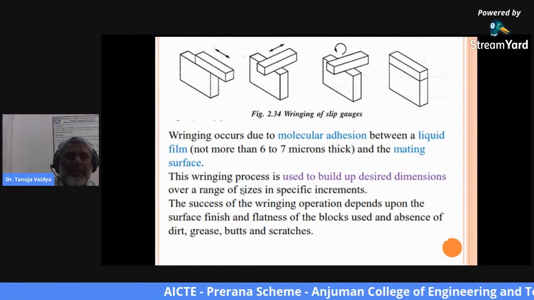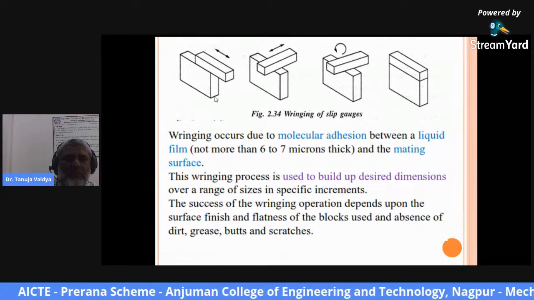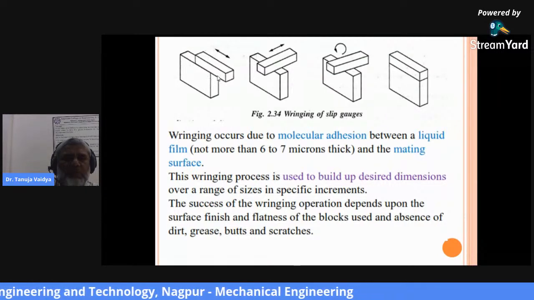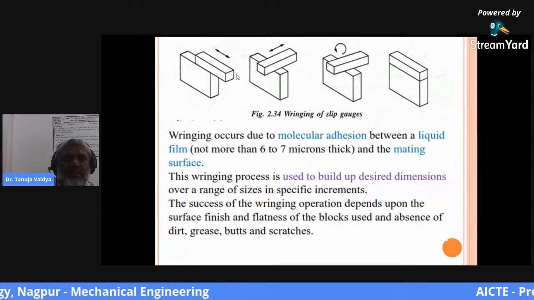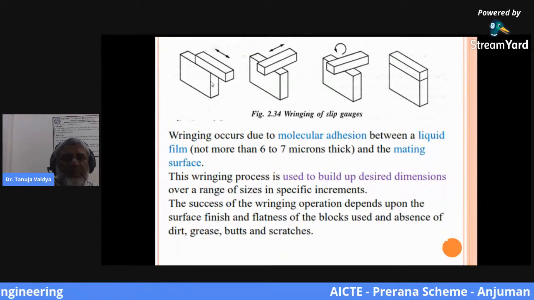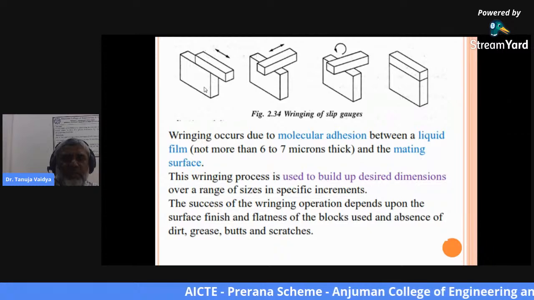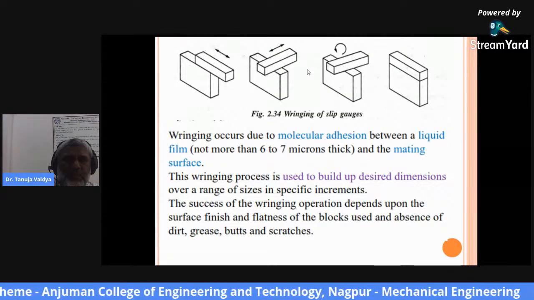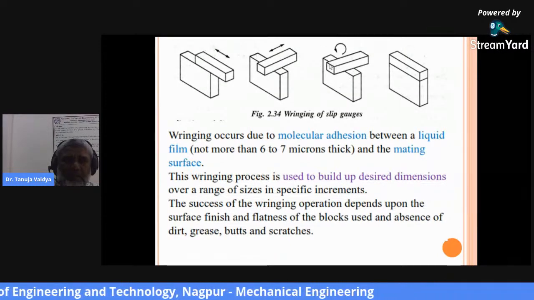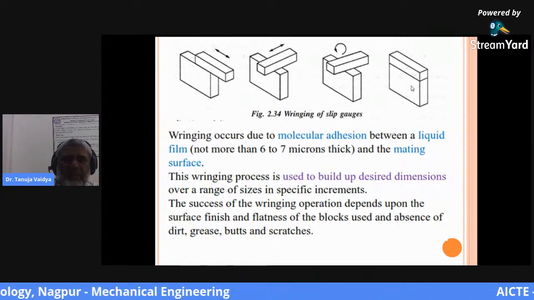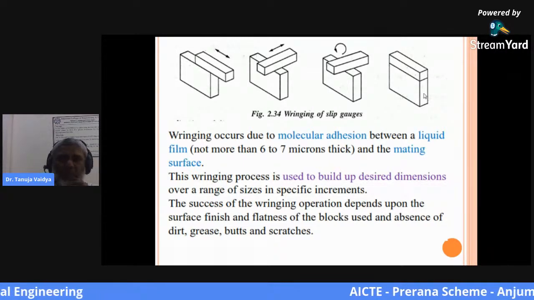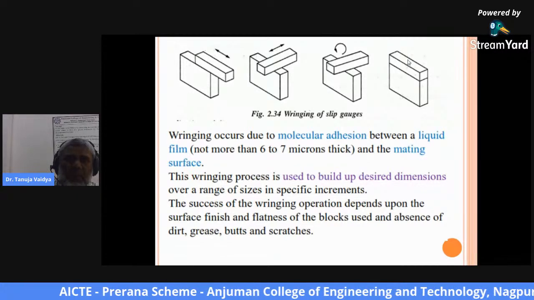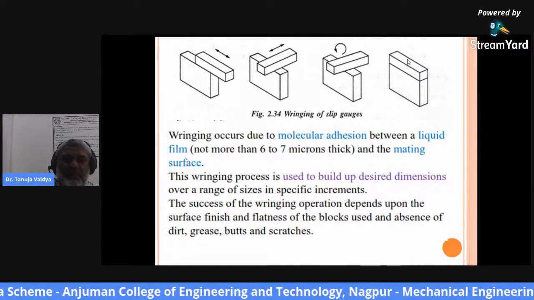I have used the word ringing. Ringing occurs due to molecular adhesion between a liquid film, not more than 6 to 7 micron thick, and the mating surface. The ringing process is used to build up desired dimensions over a range of sizes in a specific instrument. This is the way it is placed first, then they are moved in such a way that both the surfaces are rung together, so that you can get the required height of these particular slip gauges.